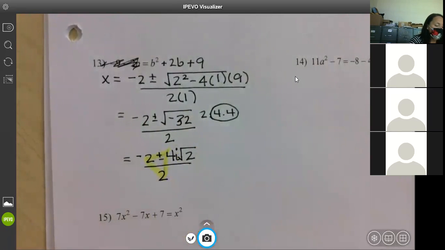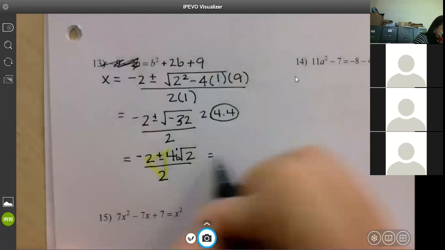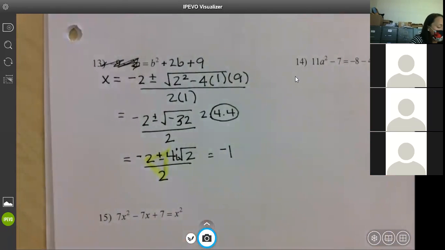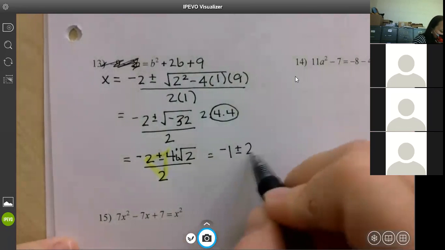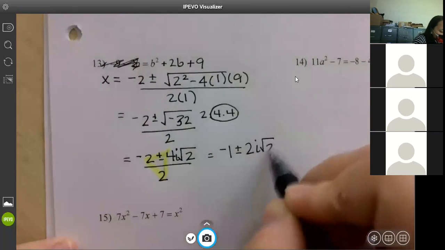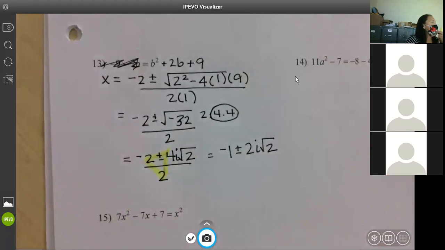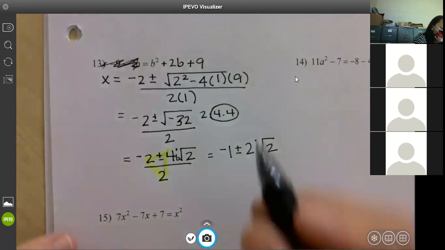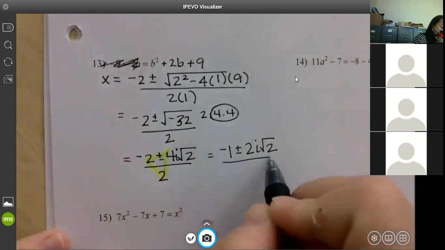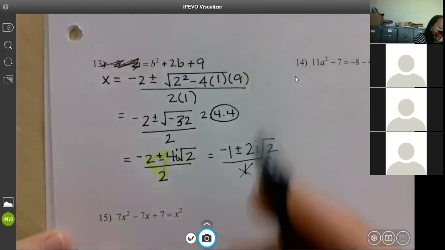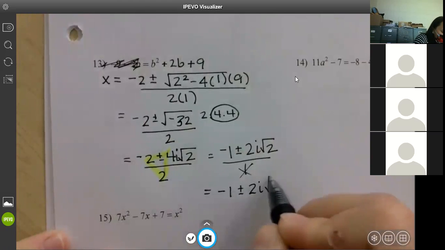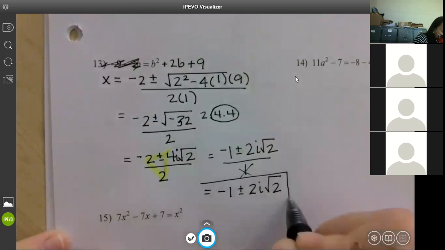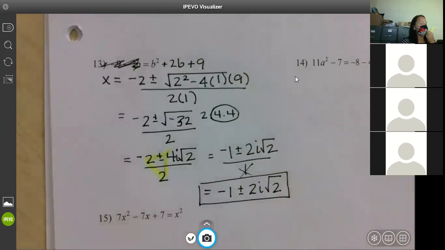Triangle of numbers. They're all divisible by what? 2. The negative one in front, you have to have plus or minus. 4 divided by 2 is 2. Keep that i square root of 2. Don't touch that. Don't touch that square root after you simplified it. And then it's over 1. I do not have to have that 1. So my final answer is negative 1 plus or minus 2i square root of 2.